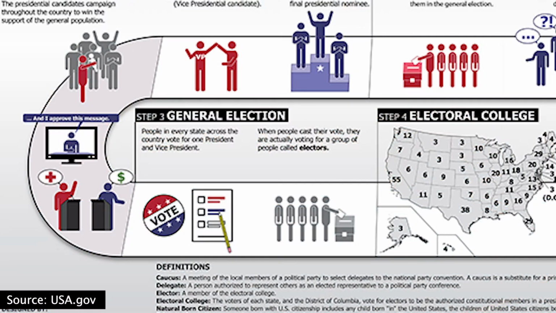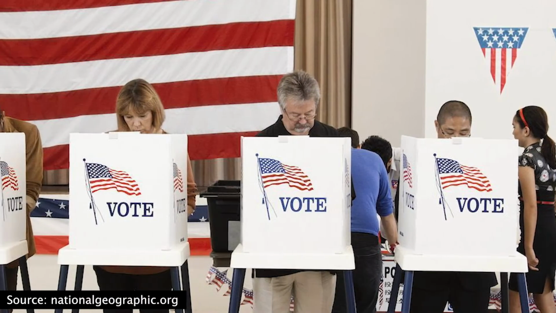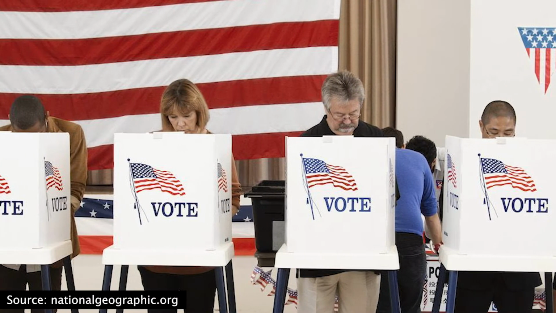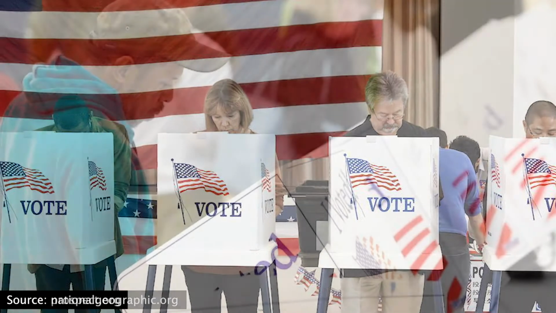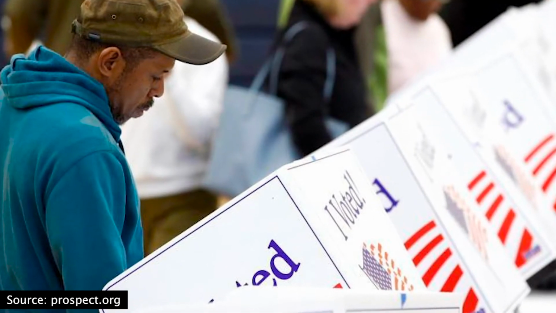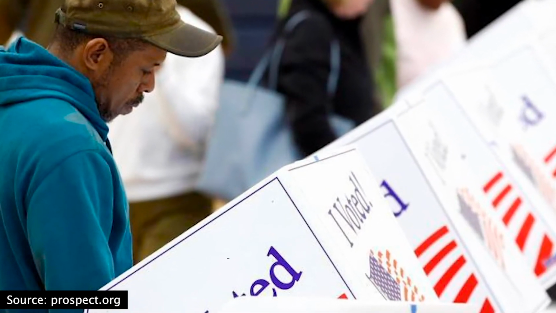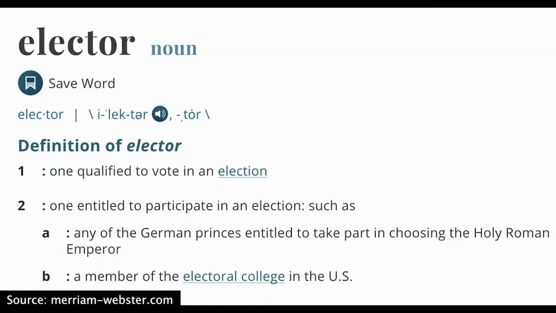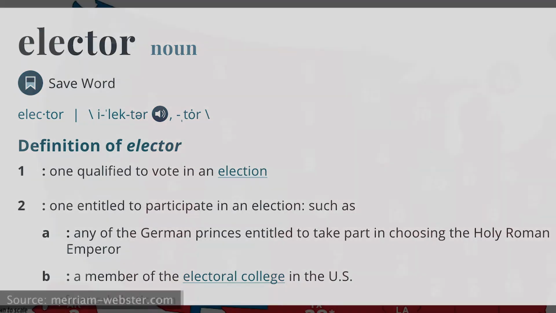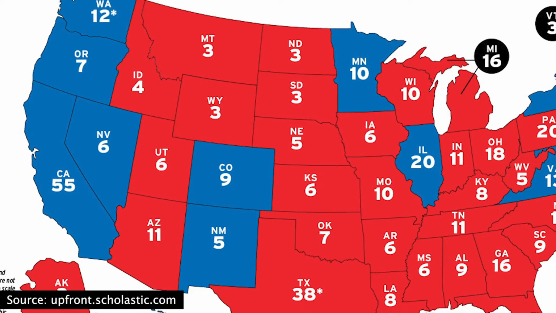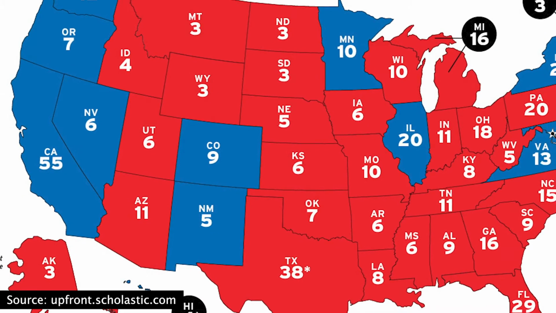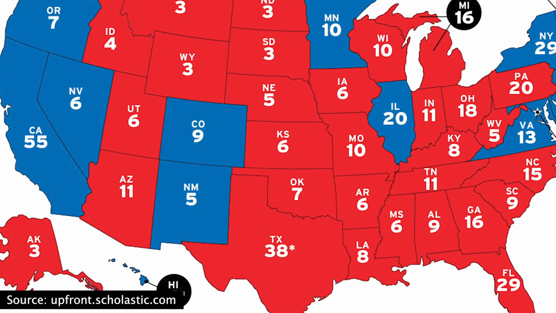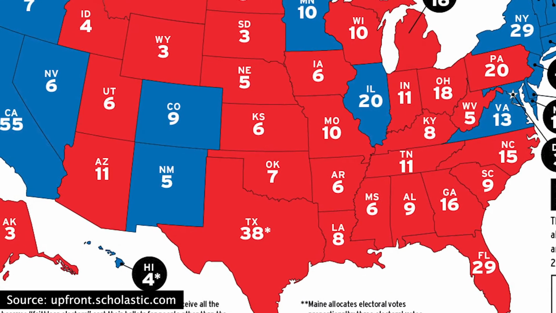Step 3 is our general election. At this point, people in each state rush to the polls and cast their votes. When an individual casts their vote, they are actually selecting for a group of people known as electors. Now, this is the part where most individuals become confused. So an elector is a member of the Electoral College, and in the Electoral College system, each state gets a specific number of electors based on its representation in Congress.